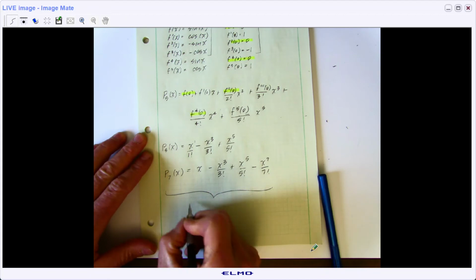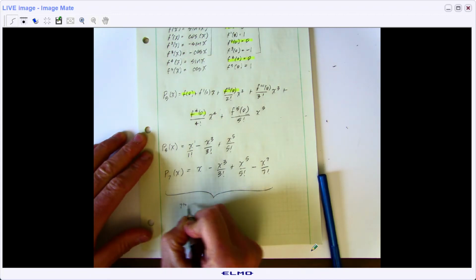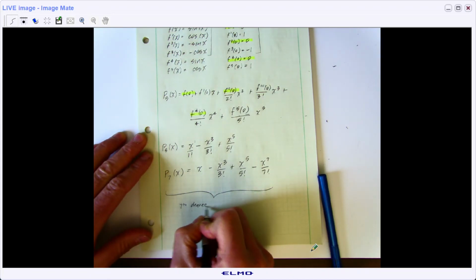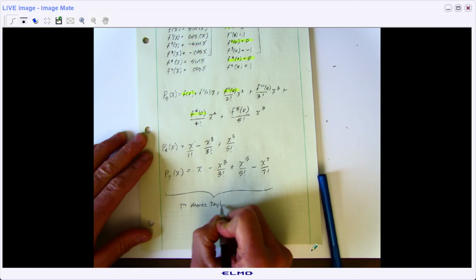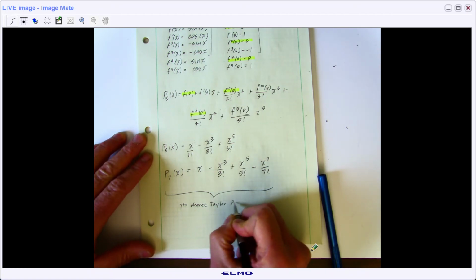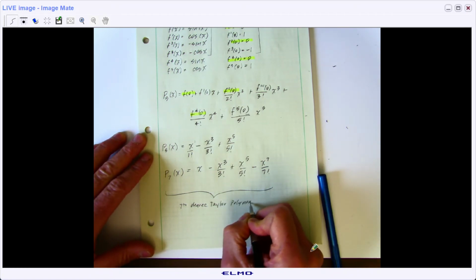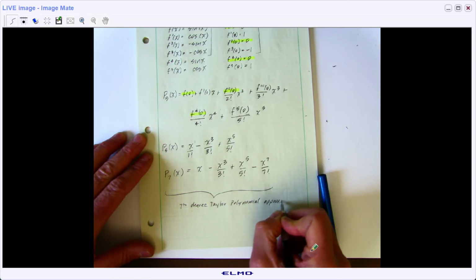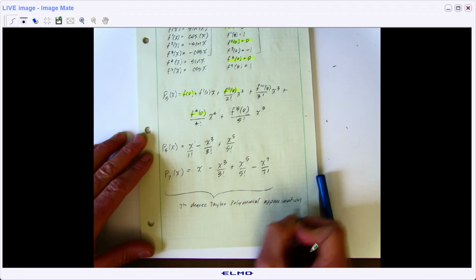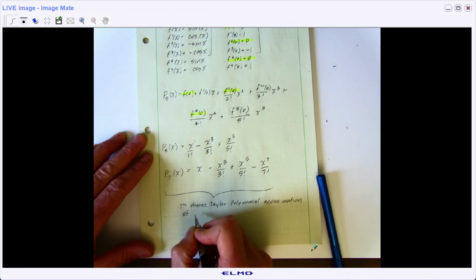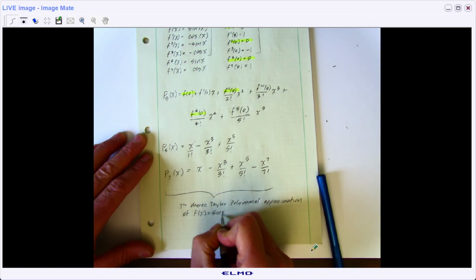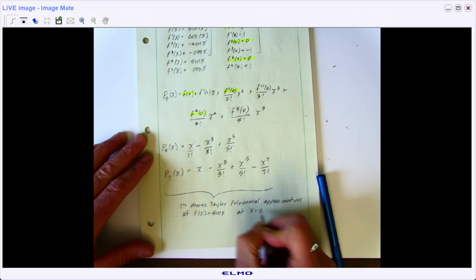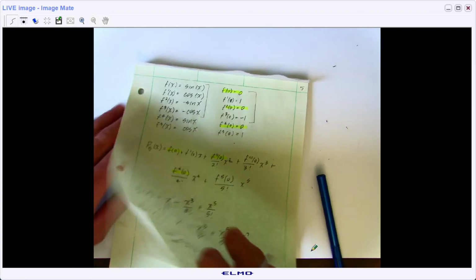this is what a 7th degree Taylor polynomial approximation of the sine, right? f of x equals sine x at x equals 0. All right, so that's on the books.